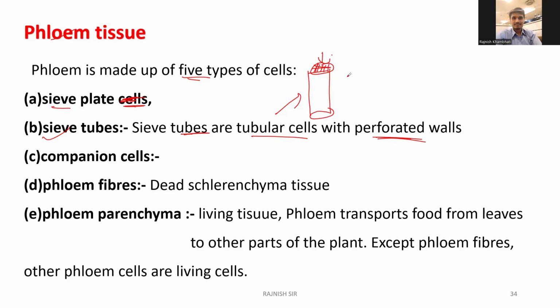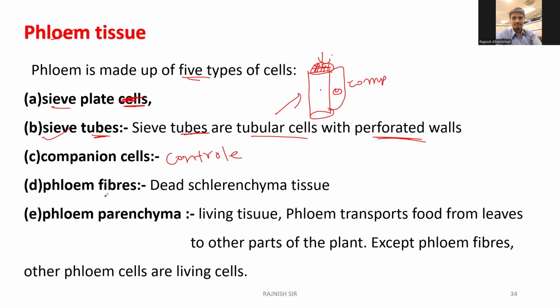Then there is the companion cell. A companion cell is always accompanying the tube cell. This is the companion cell. The companion cell has the nucleus, and it controls all the activities of the tube cells, or sieve cells, which are known here as sieve tubes.